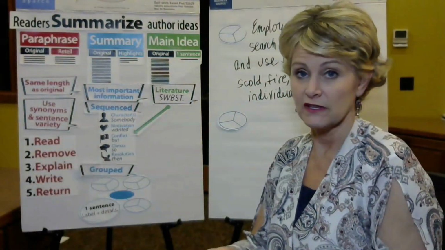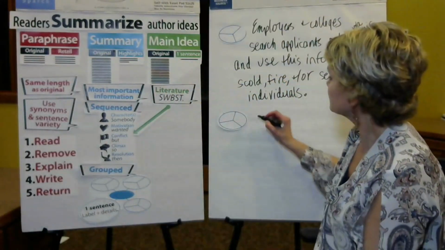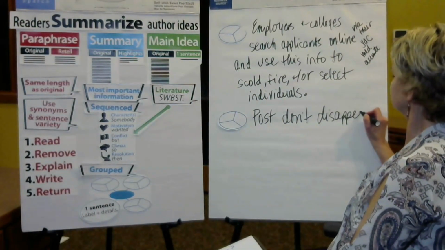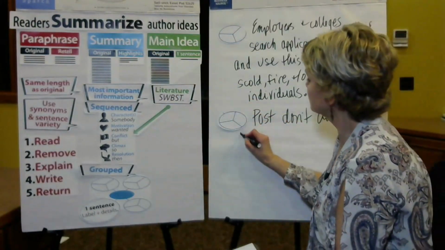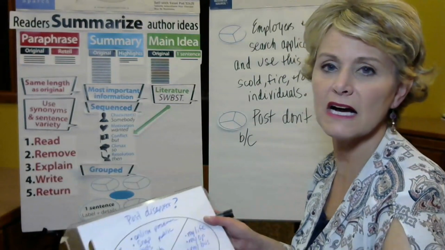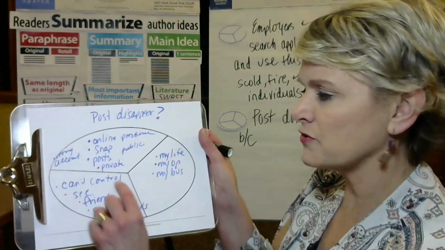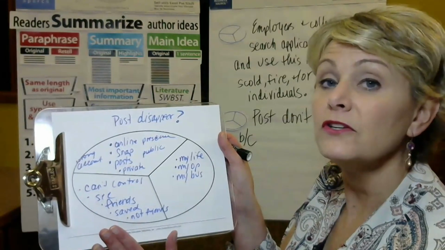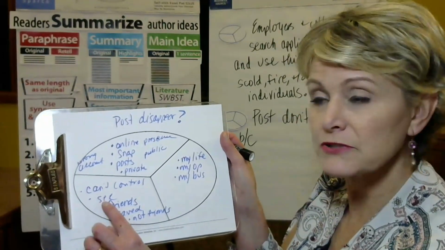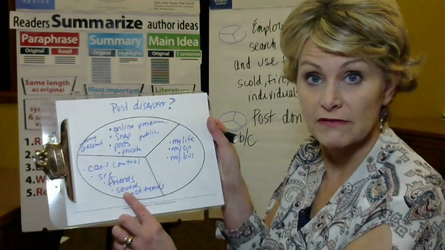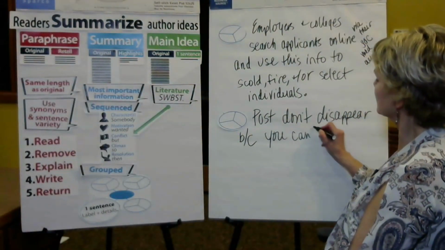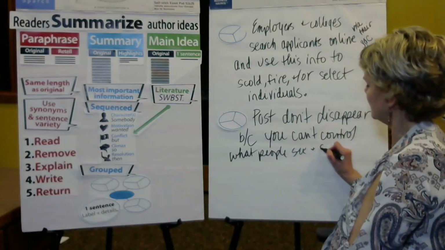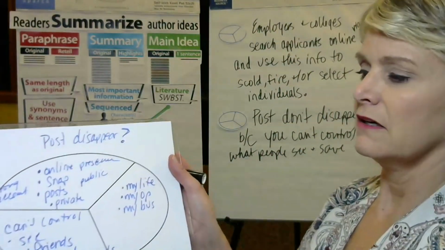All right, so I'll start us, okay? I'm going to use the label. I'm just going to start with this. Posts don't disappear because, I would write that out, but we're doing this fast. Because why? Let's start here. You don't have to mention all of this, just because you can't control what people see and save. Because you can't control what people see and save. Whoa, don't put your period yet. Okay?